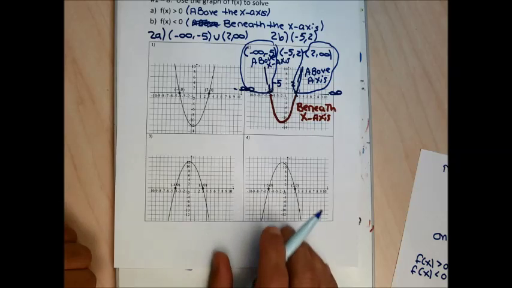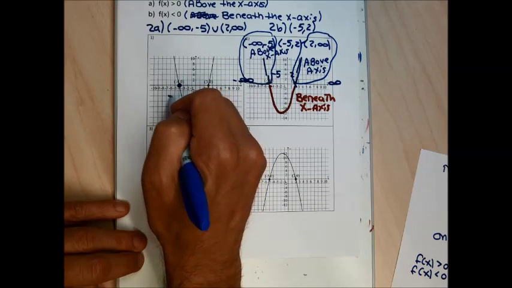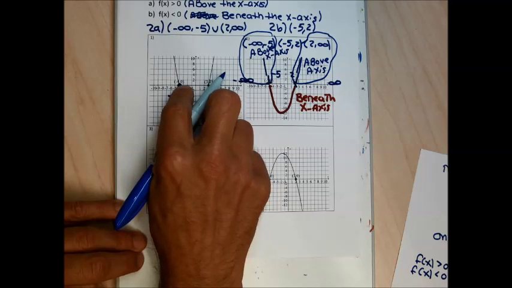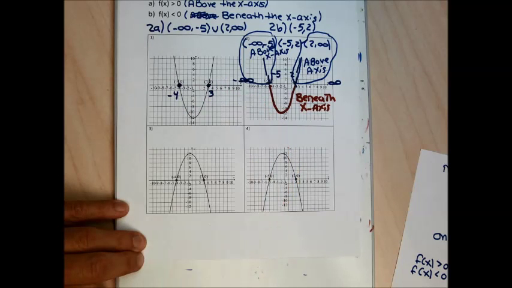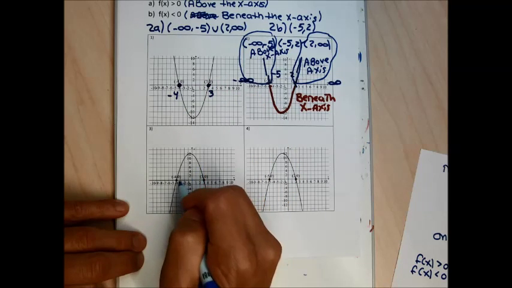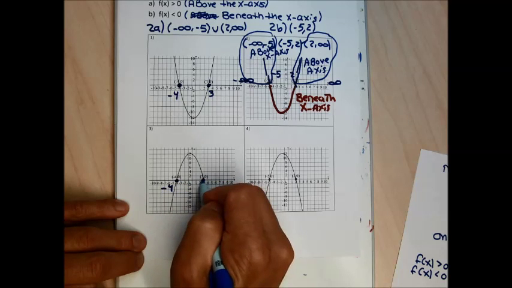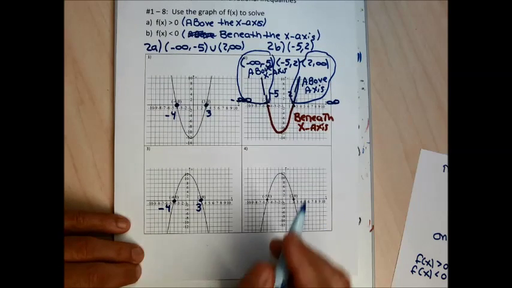So for each of these problems, I'm going to do exactly the same thing. Just in case you can't see it, in problem 1, the x-intercept that I put a dot by there is the point (-4, 0), and that x-intercept is (3, 0). And in problem 3, the x-intercepts are (-4, 0) and (3, 0). I'll move on and do my problem 4 real quickly.